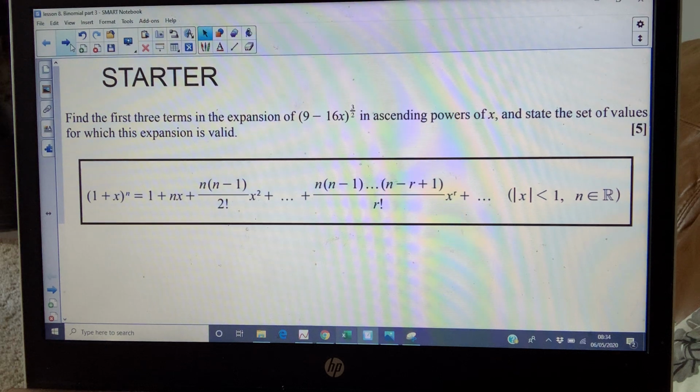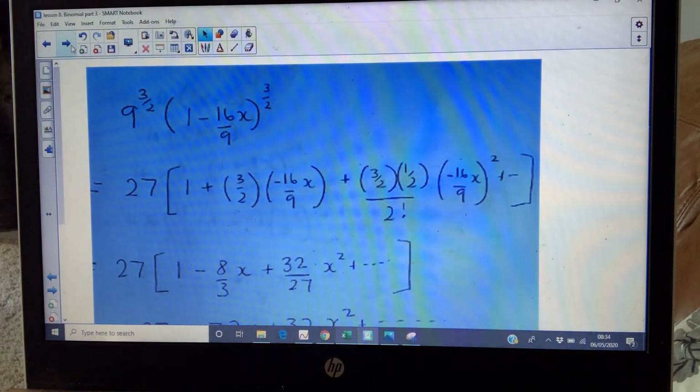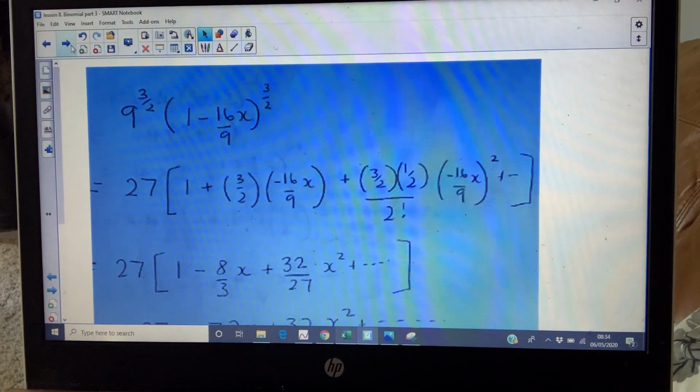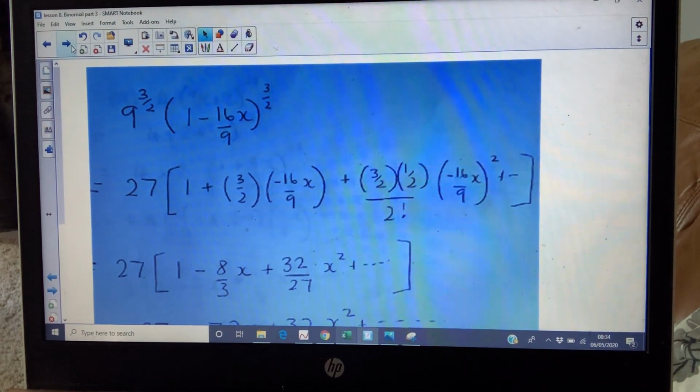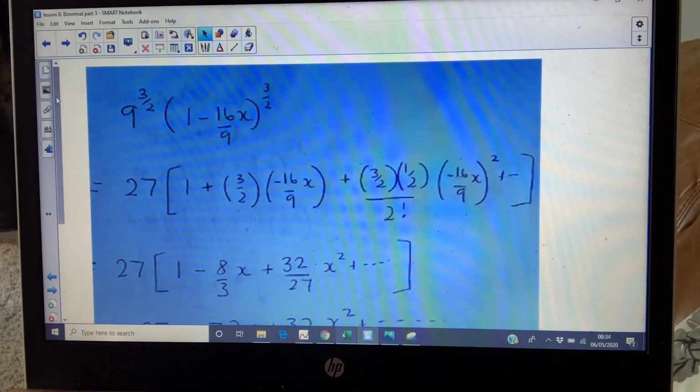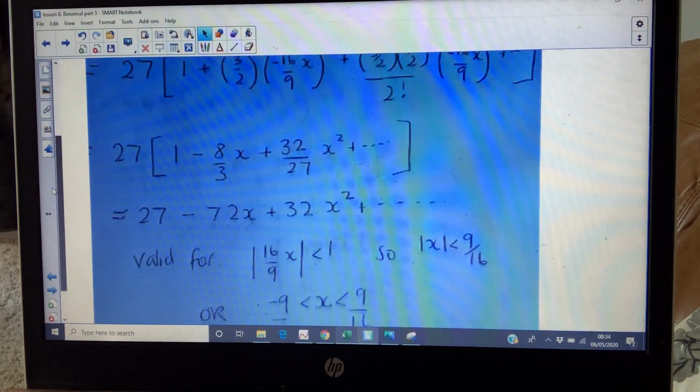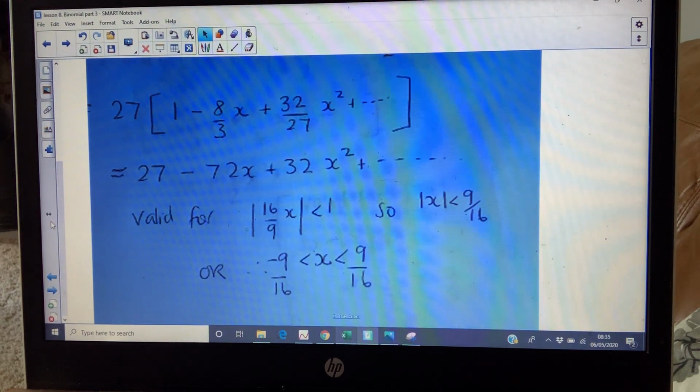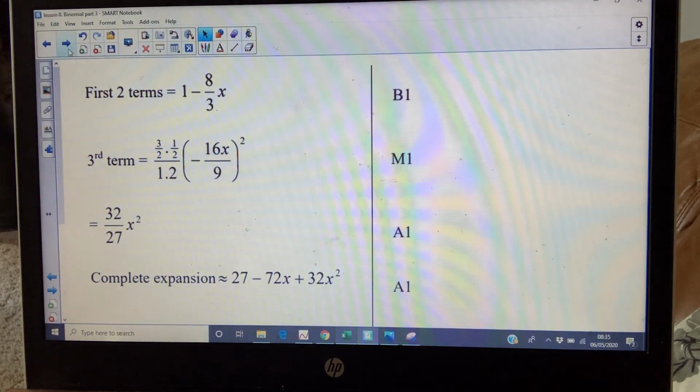And on the next slide is the mark scheme, so you can see how the marks were allocated. I know it's a little bit of a dark screen there, so you can see I've taken out a factor of 9 to the power of 3/2, and then I've expanded. So if you have a little look at what's going on there. I've ended up with 27 minus 72x plus 32x squared, and I've got the condition of validity on the bottom. The mark scheme looks like this.